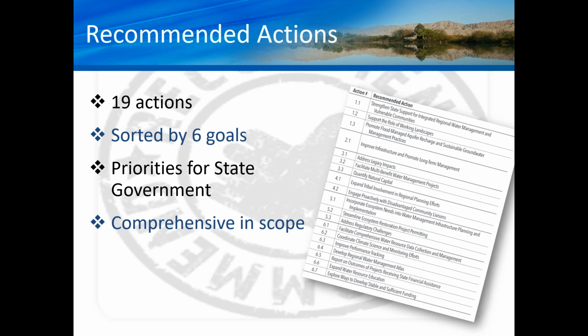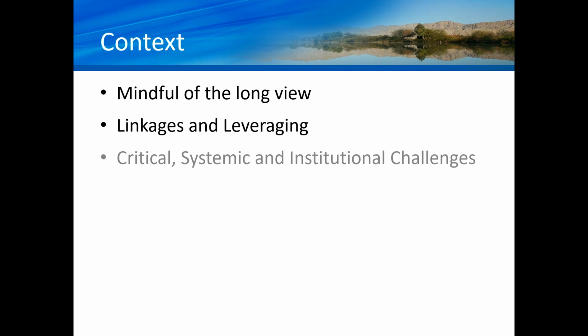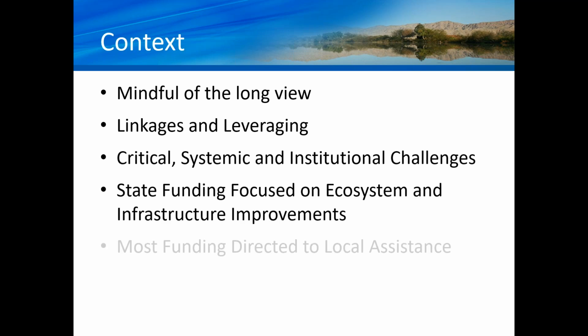So we talked about sorted by the 6 goals. I got ahead of myself, priorities for state government, and then comprehensive in scope. I indicated that with the 4 societal values, and the 6 goals themselves indicate the scope as well. So just a little more context before I jump into the recommendations. We remain mindful, and when I say we, I mean our planning partners, our advisory bodies, and the general public that came and provided their innovations and recommendations in our public settings. We remained mindful of the long view while looking at things that we need to do now. The implementation of these recommendations can't be delayed or deferred. In fact, we do them now to position ourselves to be more sustainable over the long term.